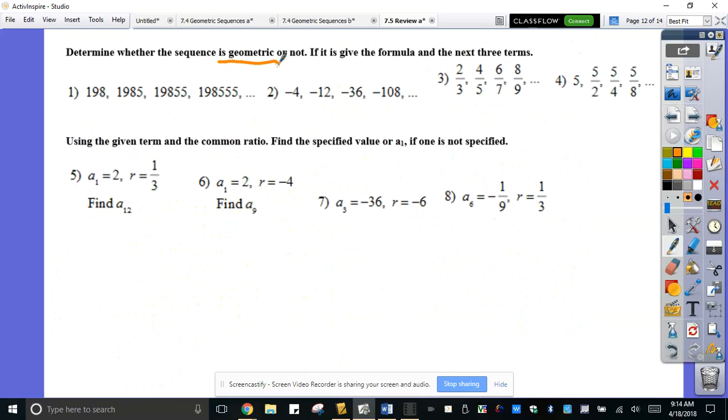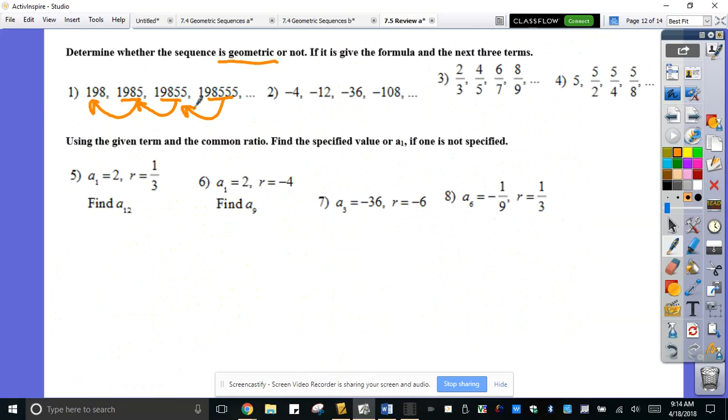Geometric is something where you multiply each term to get the next term. Arithmetic is something where you have to add or subtract to get the next term. So here I see 198, 1985. What you need to do is divide this by the previous one. Divide this by the previous one. Divide this by the previous one. If the quotient is the same, then that's a geometric sequence.